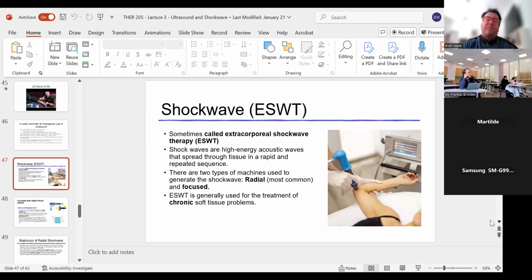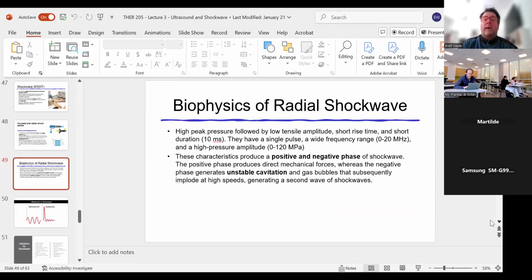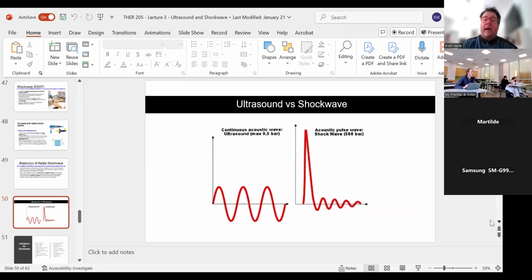Okay, then shockwave. So shockwave, yep, I'm going to ask the question of which one is the most common one, which is the one we use, which is called radial shockwave. We're creating unstable cavitation, just to remind you. And I have a question about the shape of the wave.